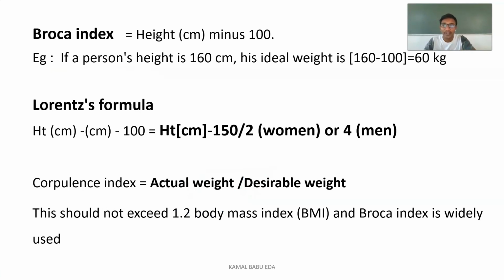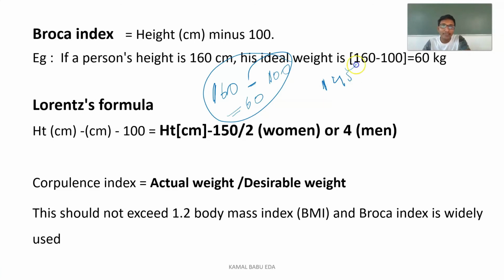Nextly, Broca index. So what does this Broca index mean? Height in centimeters minus 100. So for example, if you are at the height of 160 centimeters, you have to minus 100 here. So ideally the weight will be like 60 kg. So this is the Broca index. For example, if you are like 145 centimeters, you have to minus 100 from this 145 centimeters, so your weight should be like 45 kgs according to the height. So this is the Broca index.